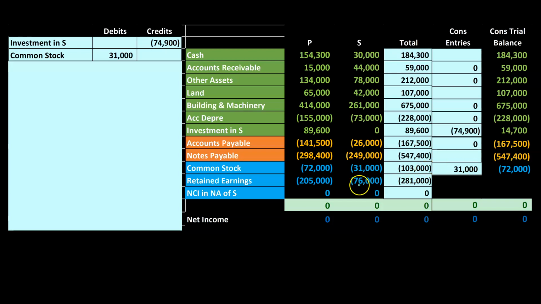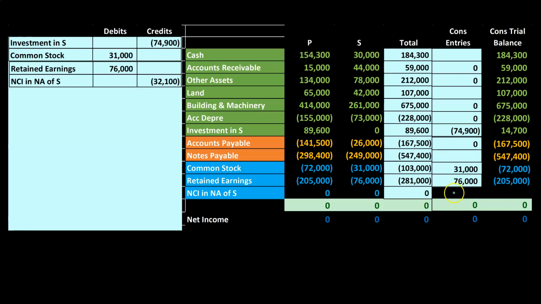We're going to do the same for the retained earnings. We're removing S's portion. It's a credit here, therefore we're going to debit it up top. So we've got the 205 plus the 76. That adds up to the 281. We're going to remove S's portion, the 76, giving us back to the 205. Then we're going to think about the non-controlling interest. So now we're going to put on the books the non-controlling interest.